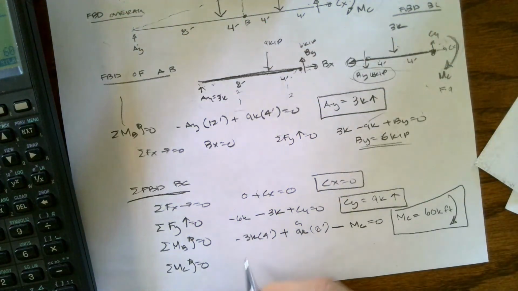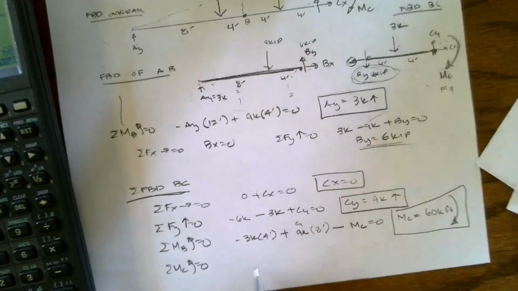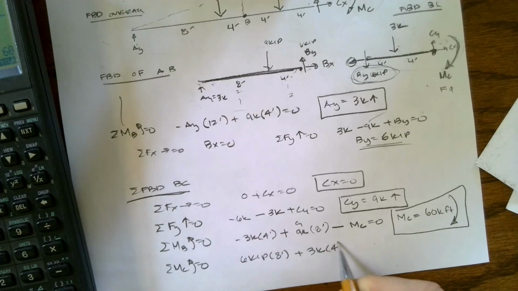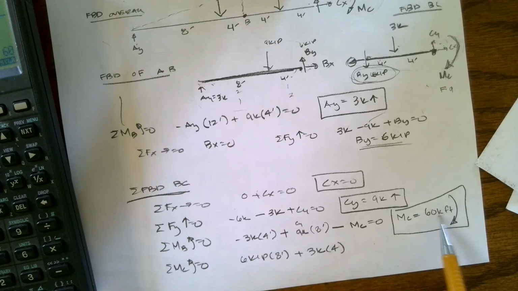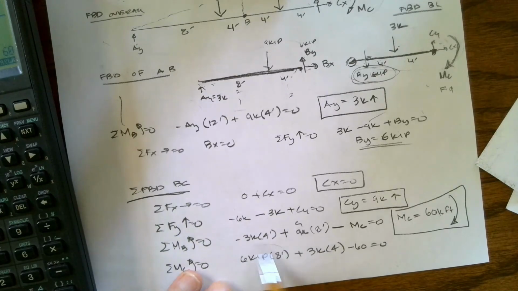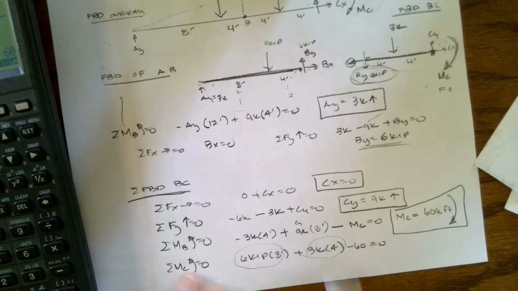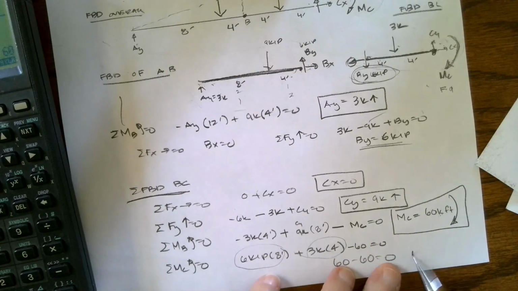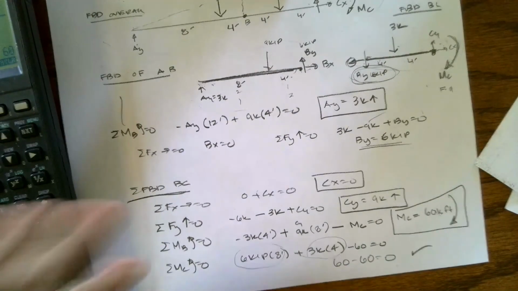So we have 6 kips times 8 feet plus 3 kips times 4 feet. Okay, I found that this was 60, so I'm going to go ahead and use minus 60 equals 0. 48 plus 12 is 60, so 60 minus 60 equals 0. I did correct work on that little nugget.